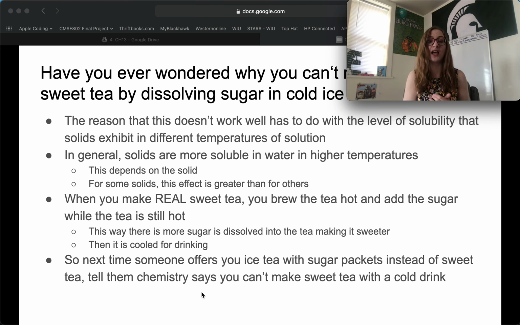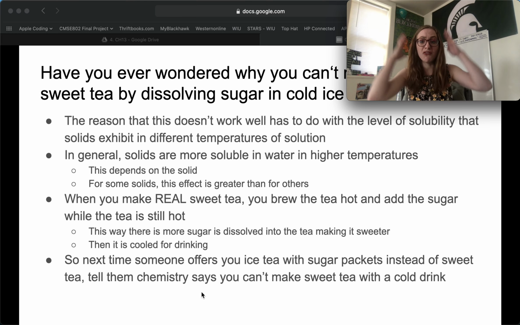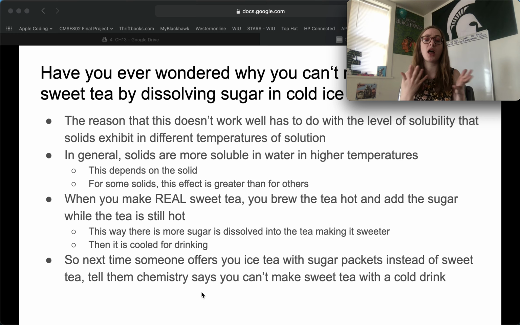Again, it depends upon the solid, and for some solids, this effect is greater. It doesn't change a whole lot with NaCl, for example. However, you can see a huge shift with KNO3, for example. So the higher the temperature, the more solid that can be dissolved into water. When you make real sweet tea, like they do in the South, you brew the tea hot and you add the sugar while the tea is still hot.